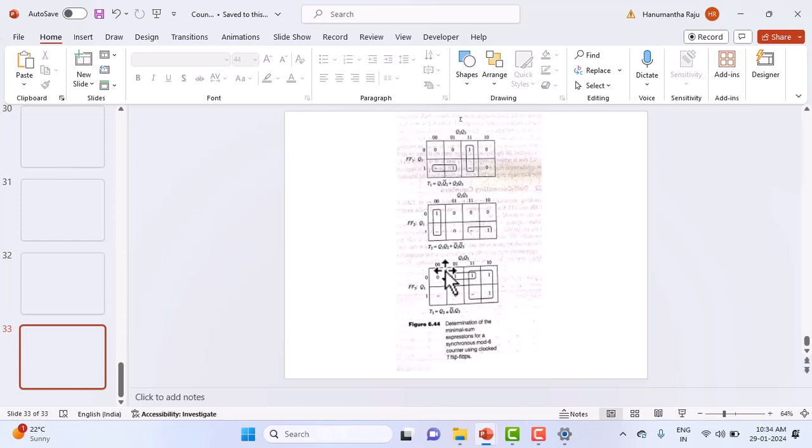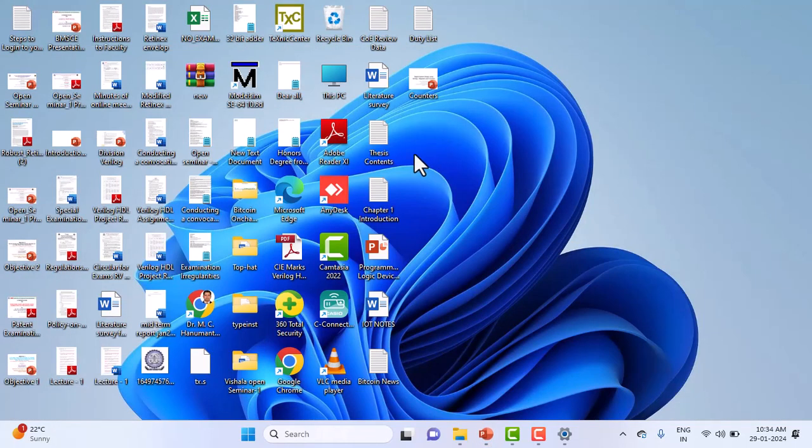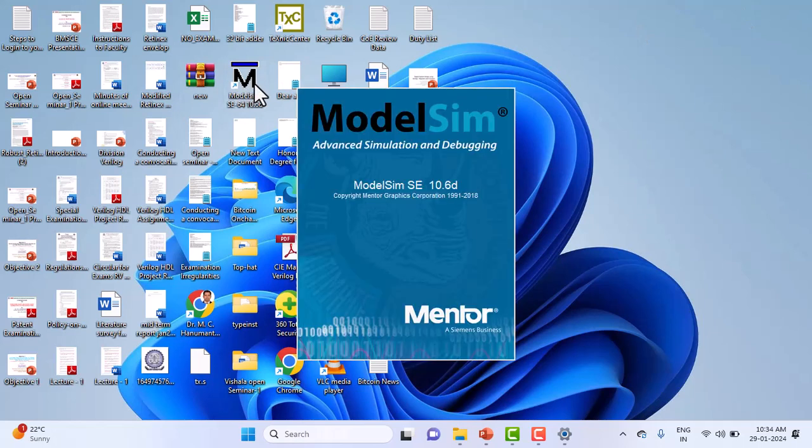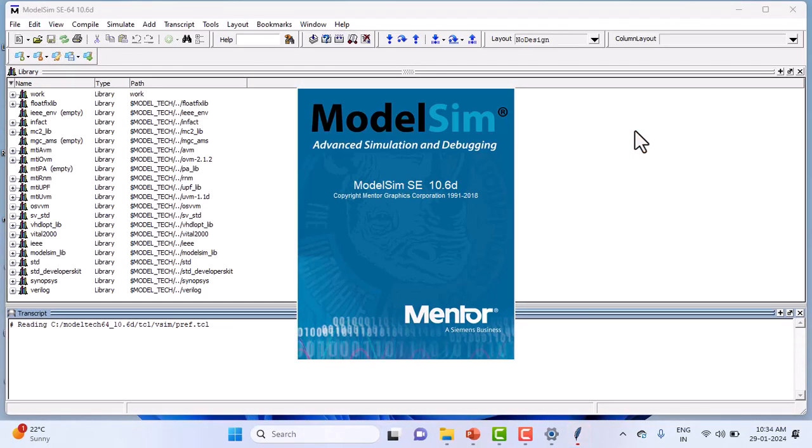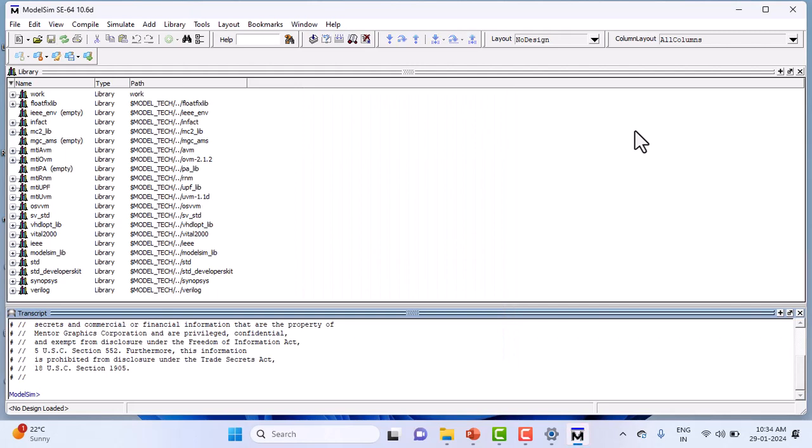No, I am using ModelSim. This software I am using, ModelSim, is a classic software which our college doesn't have. And I am using a cracked version. You can also use it as long as you are not using it for commercial purposes. For academic purposes, you can use this software. It's a very good tool for simulating Verilog, VHDL, SystemC, and a lot of other hardware description languages.